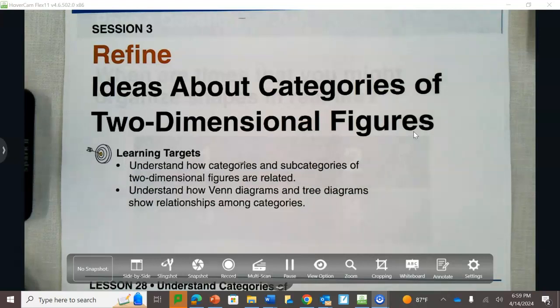For example, do they have parallel lines? Do they have right angles? Do they have equal size? Those types of things. And we're going to use our Venn diagrams and tree diagrams to help us visually organize and understand those relationships. For example, a rectangle and a square are similar because they have parallel sides and 4 right angles, but they're different because a square has equal lengths and a rectangle does not.